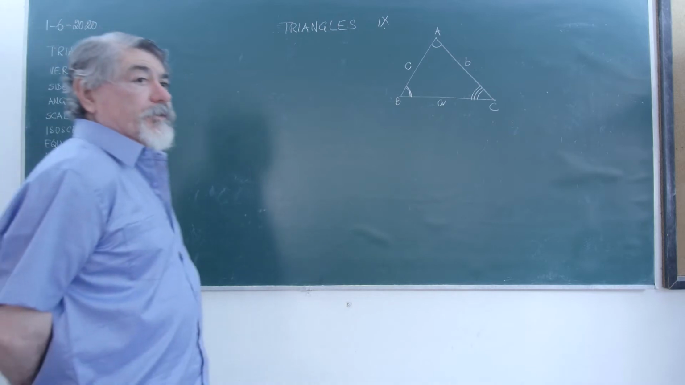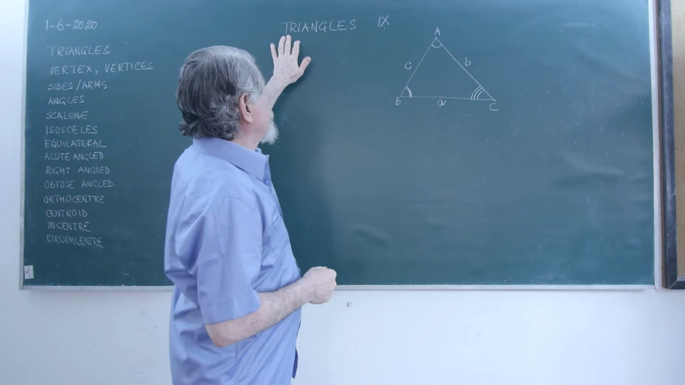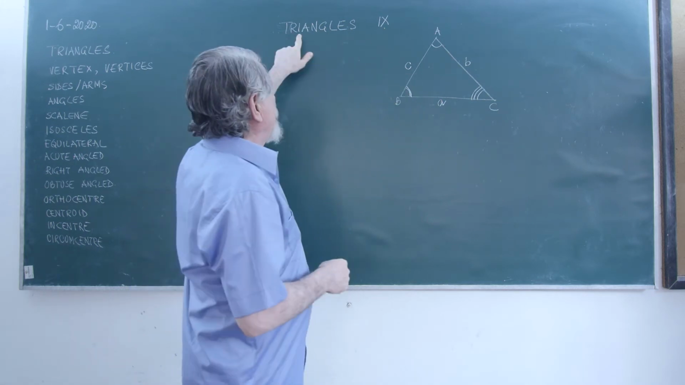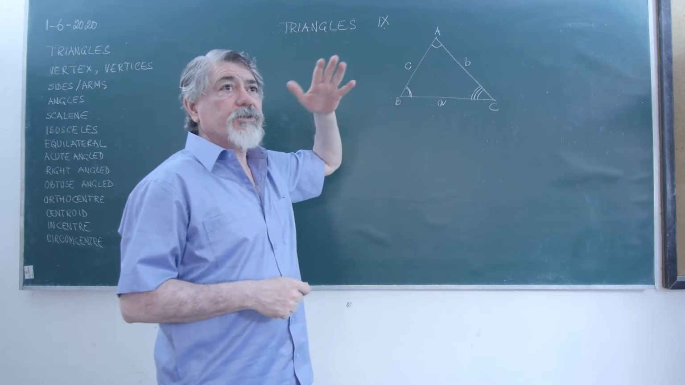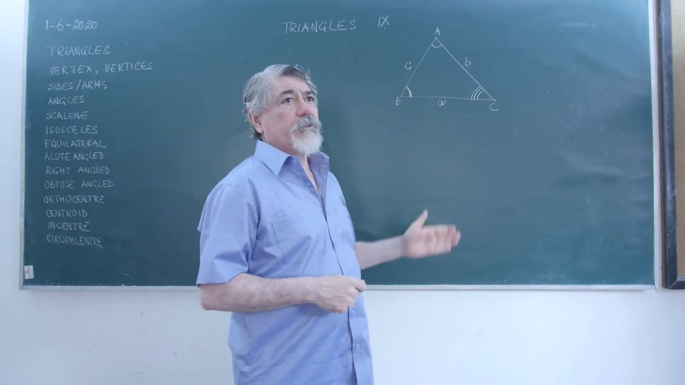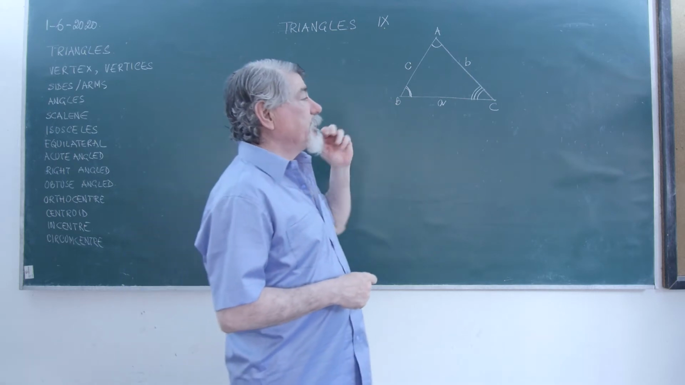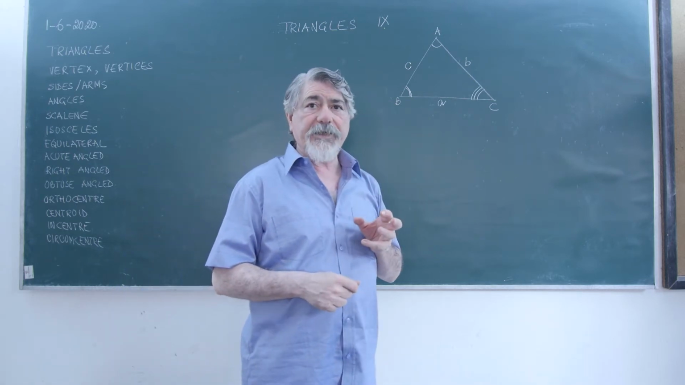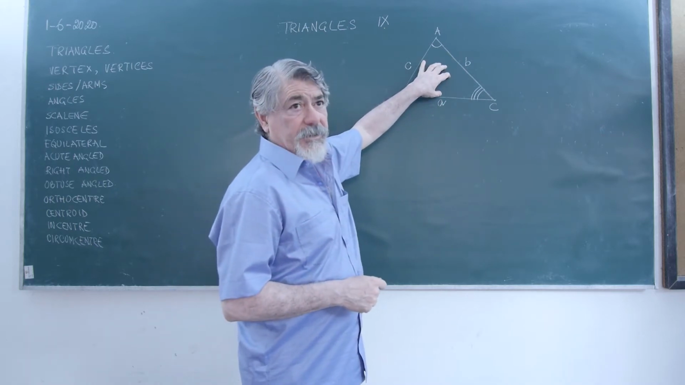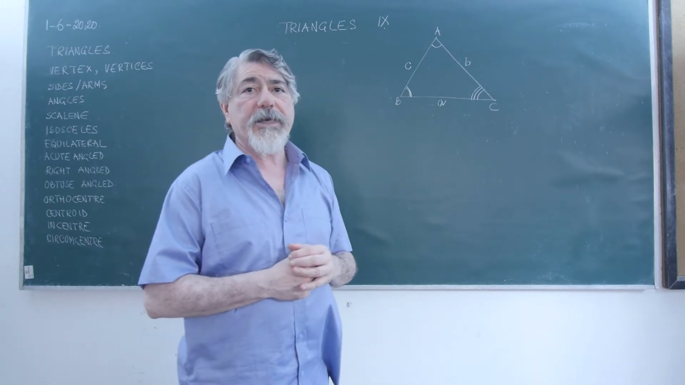Class 9th, we are going to discuss triangles today. The word triangle: tri means three, and of course you know what angles are, so three angles are involved here. A plane, two-dimensional, closed figure bounded by three straight lines is called a triangle.